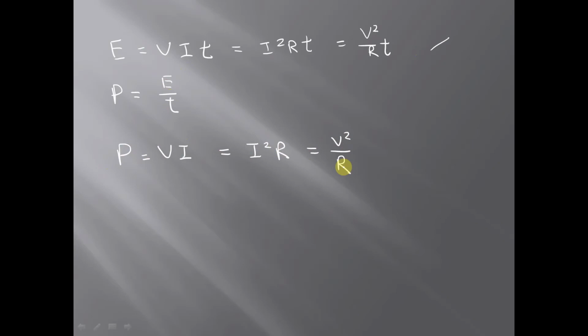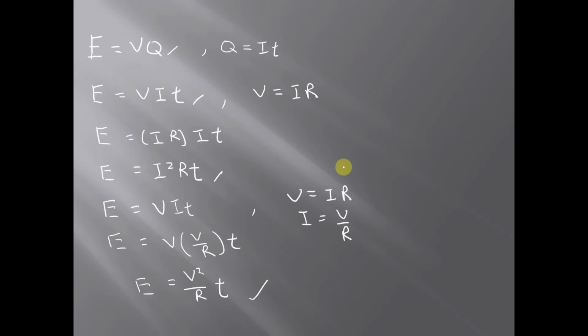Understand? You will feel like, wow, there's so many formulas. Actually, it's not at all. All these formulas came from the basic one. What is the basic? Energy is VQ. That is the basic. So all of them are actually a combination of this with these two only.